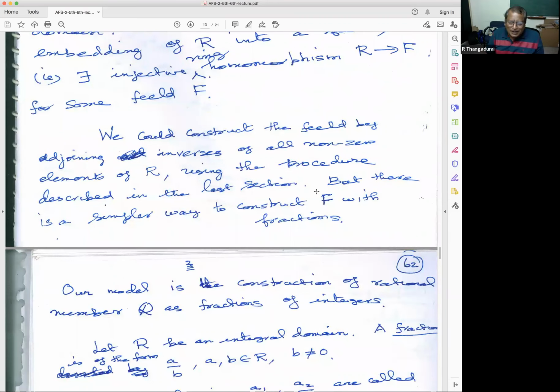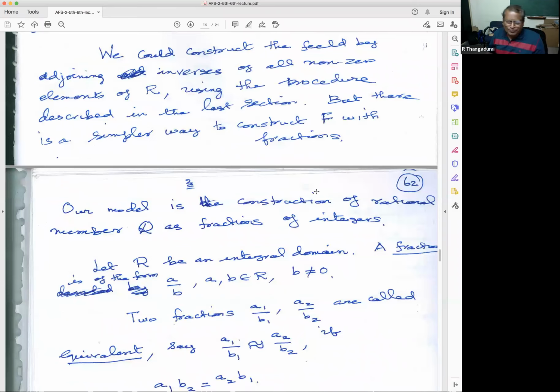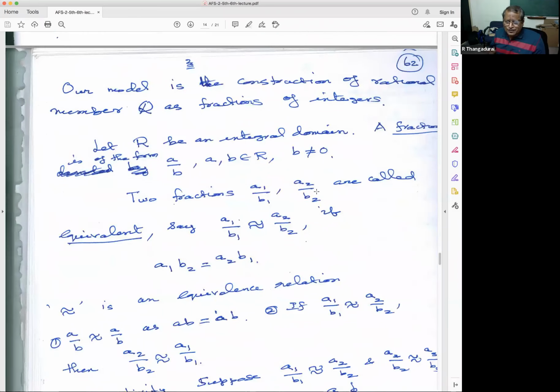There is a simpler way to construct a field, with fractions. Our model is the construction of the rational numbers Q as fractions of integers. Any rational number looks like a/b, where a is an integer and b is a non-zero integer. We want to follow the same thing. R is an integral domain. A fraction of R is of the form a/b, where a and b belong to the ring R and b is non-zero.